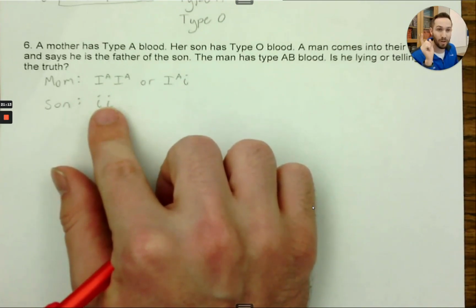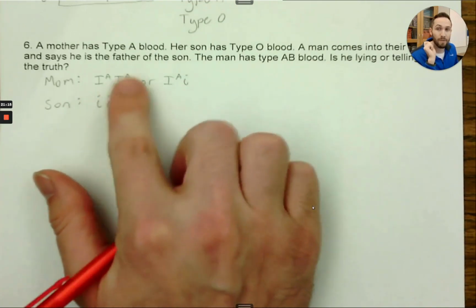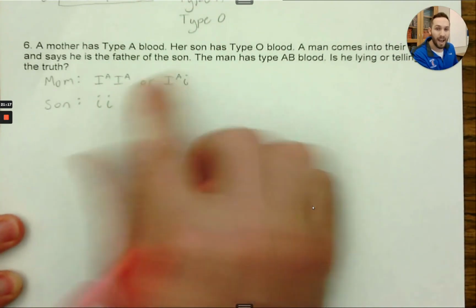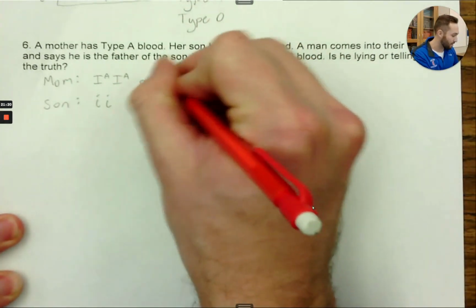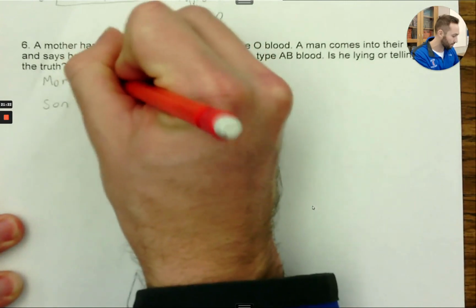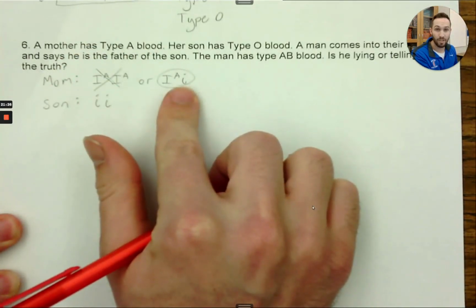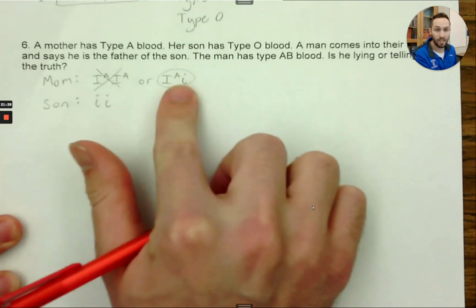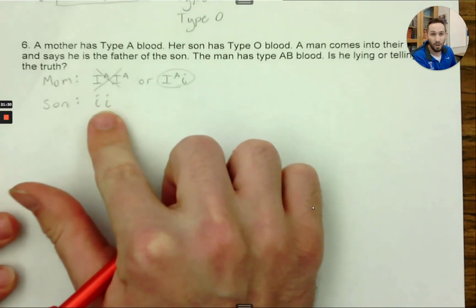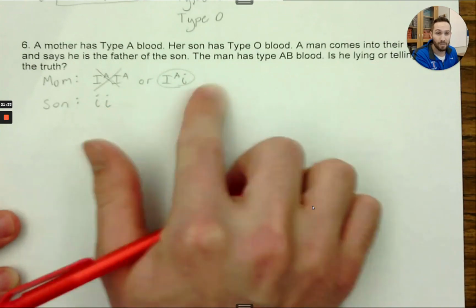You get one allele from mom, one allele from dad. Now, if one of these O alleles came from mom, that means mom has to be heterozygous. So she must be this, not this. So we now know, just by looking at the mom's son, what her genotype is. So she has type A blood, and more specifically, we know that she's heterozygous because she's going to have a kid with type O blood, and one of those O alleles has to come from mom.